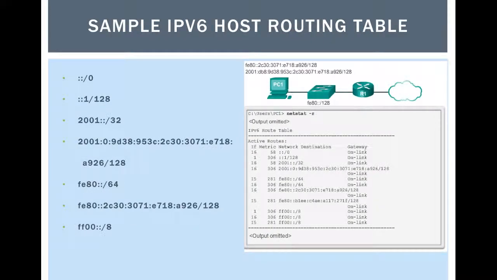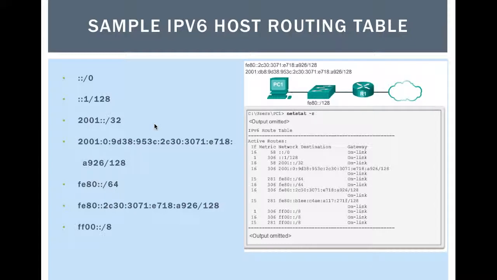Sample IPv6 host routing table. The IPv6 route table section displays 4 columns. If lists the interface numbers from the interface list section of the netstat -r command. The interface numbers correspond to the network-capable interfaces on the host, including Ethernet, Wi-Fi, and Bluetooth adapters. Metric lists the cost of each route to a destination. Lower numbers indicate preferred routes. Network destination are the reachable networks. And finally, gateway lists the address used by the local host to forward packets to a remote network destination. On-link indicates that the host is currently connected to it.